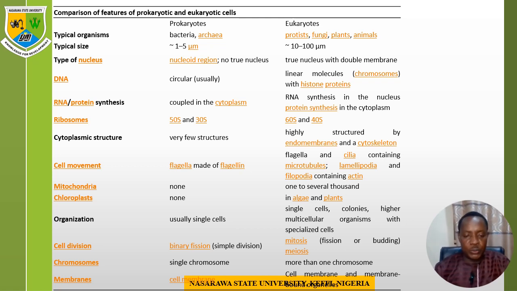Then you have the chromosomes, which is just a single strand in prokaryotes, but it is double in eukaryotes. The membrane generally in prokaryotes is just the cell membrane, whereas in eukaryotes, it has the membrane-bound organelles as well as the cell membrane itself.